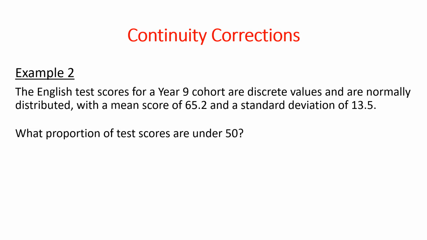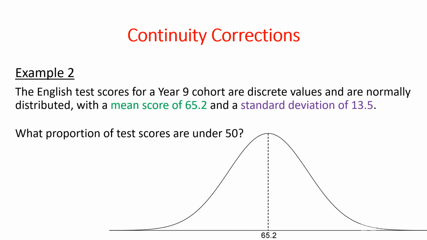The English test scores for a Year 9 cohort are discrete values and are normally distributed with a mean score of 65.2 and a standard deviation of 13.5. What proportion of test scores are under 50? So we have a mean of 65.2, a standard deviation of 13.5, and we want to know what proportion of the tests are 50 and less.